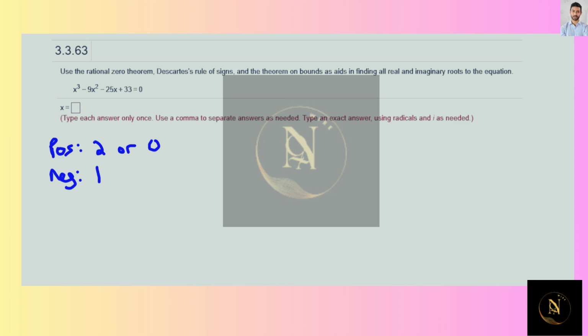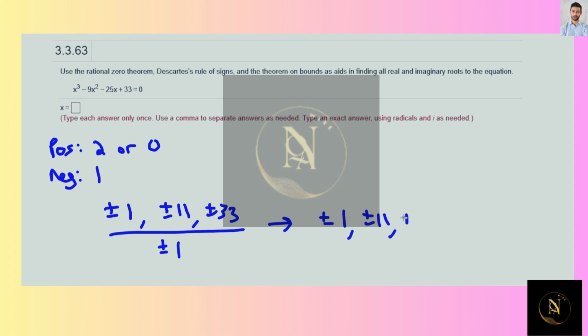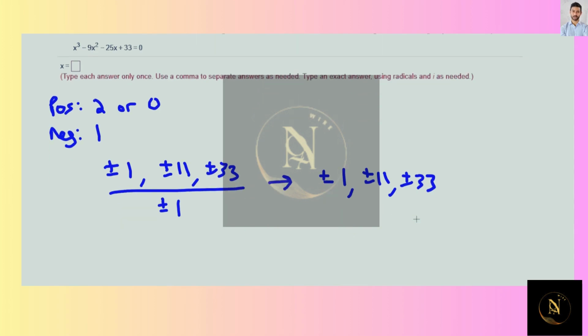that's the factors of the leading coefficient, which are 1 and 33. Oh, and 11. Factors of the constant over the factors of the leading coefficient for all the possible rational zeros. So that would be positive and negative 1, 11, or 33 if we have them. So let's start testing them.